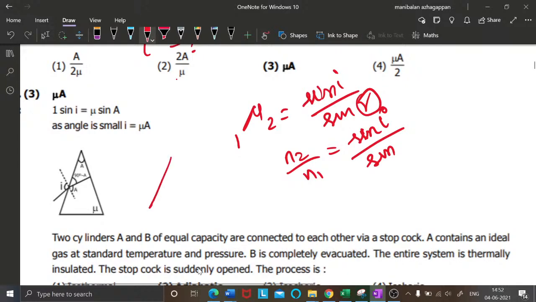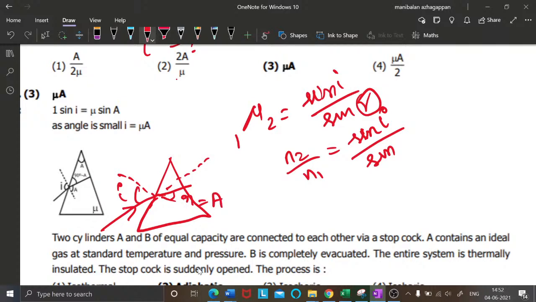We have a prism like this. The incident ray makes angle I, the incident angle. The light is supposed to travel along this path, but it is deviated from its normal, so it is called a refracted ray. Here the refracted ray angle is taken as the angle of the prism A. So that means R is equal to A, which is given in the question.